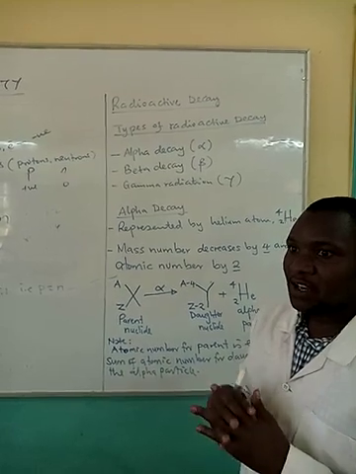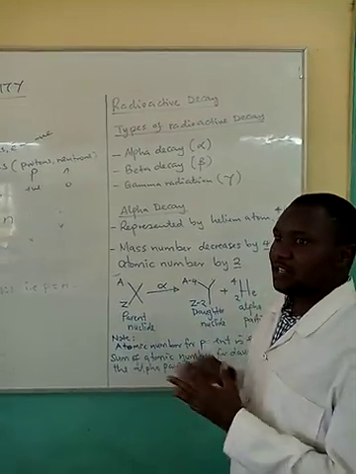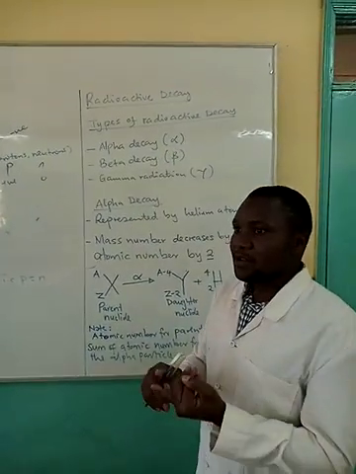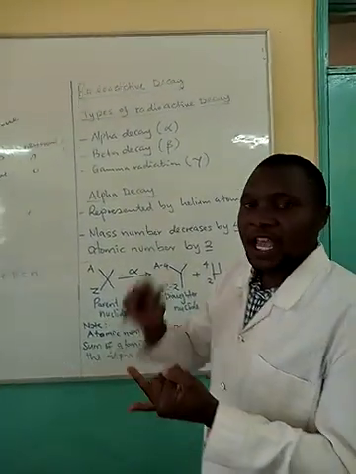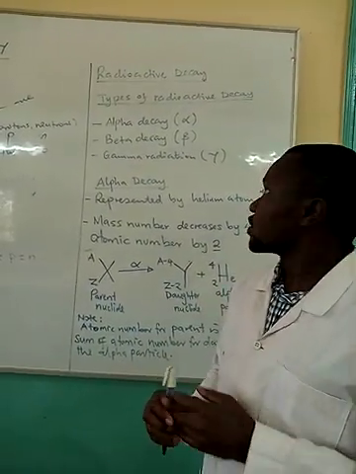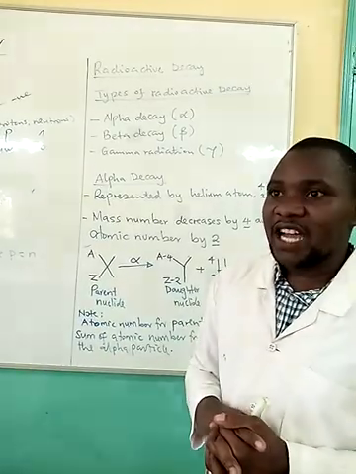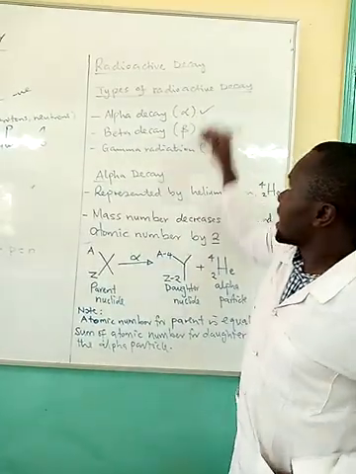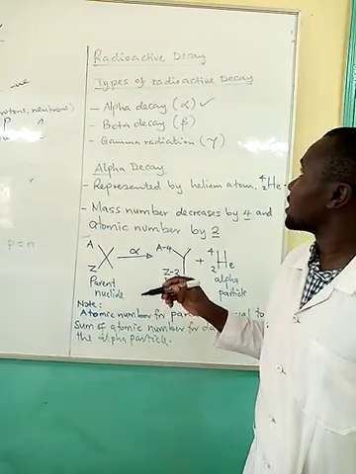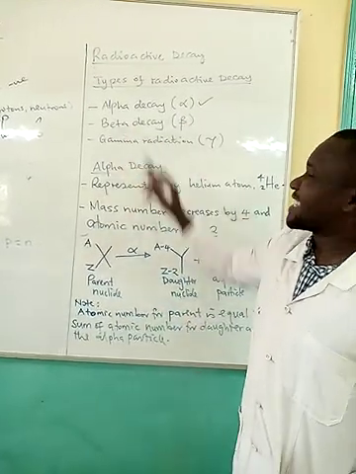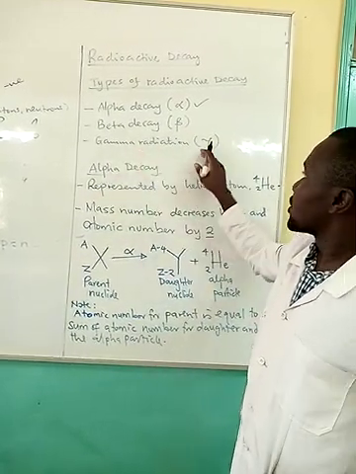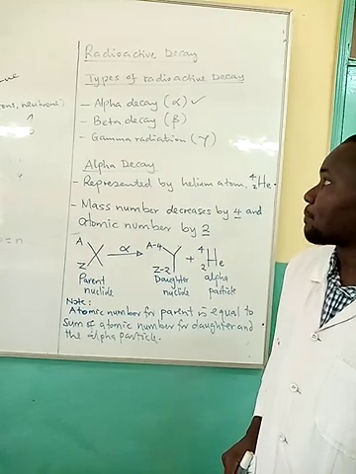In the process, apart from emitting energy, it can also emit particles. So we have three things that come out during radioactive decay: emission of alpha particles, emission of beta particles, or emission of gamma radiation. So it means we have three types of radioactive decay. We have alpha decay, which we represent with the Greek letter alpha. Then we have beta decay, represented with the symbol beta. Then gamma radiation, represented with the symbol gamma.